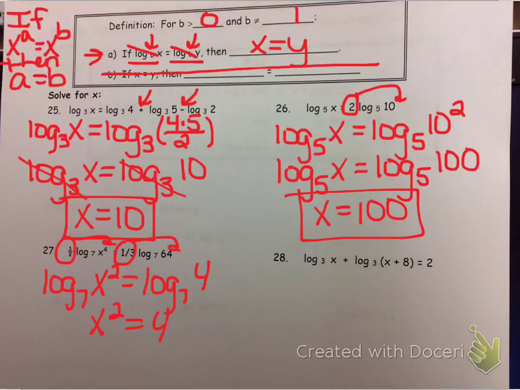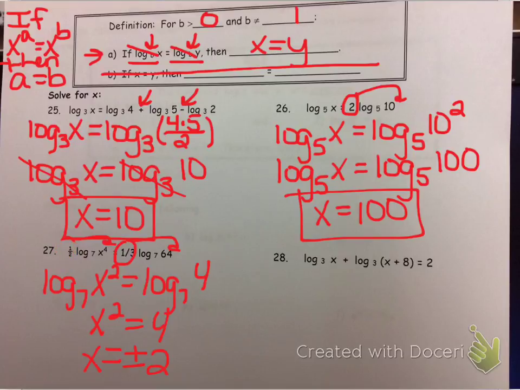Okay, so hopefully on 26, you got x equal to 100, and all you did was move that 2 back up to the exponent where it came from. On 27, you move both coefficients back up to the exponent where they came from, and then you drop the logs, and you have x squared is equal to 4. And hopefully you remember that when you square root to solve, you always at least initially consider both the positive and the negative answer.